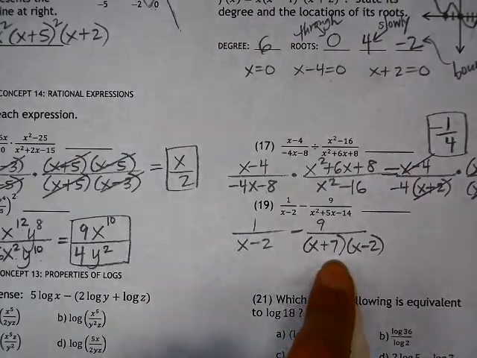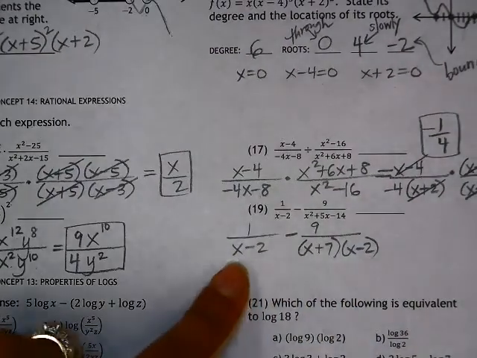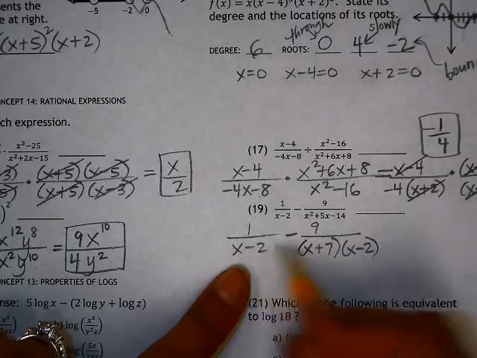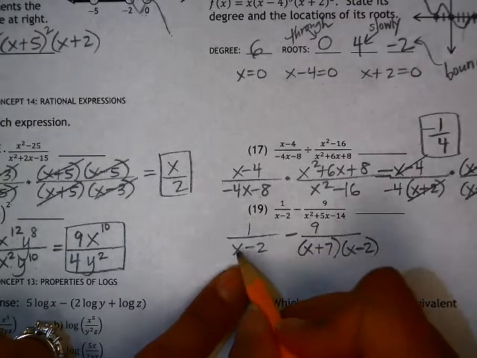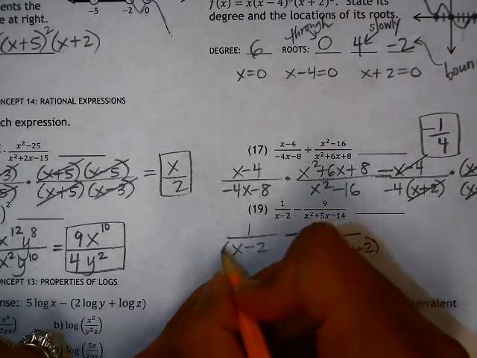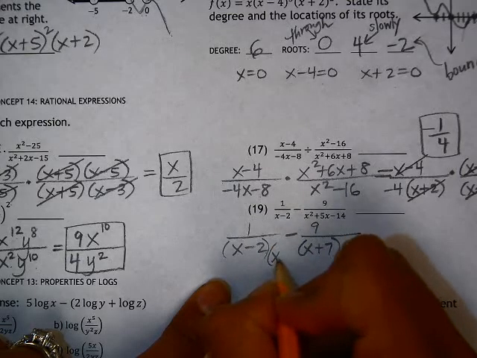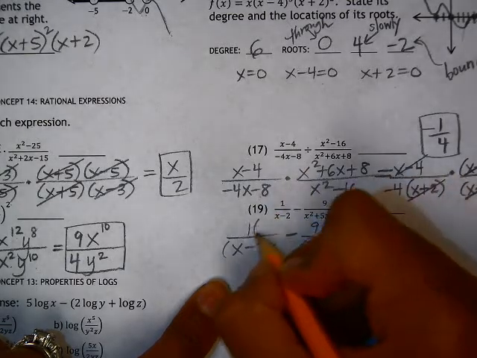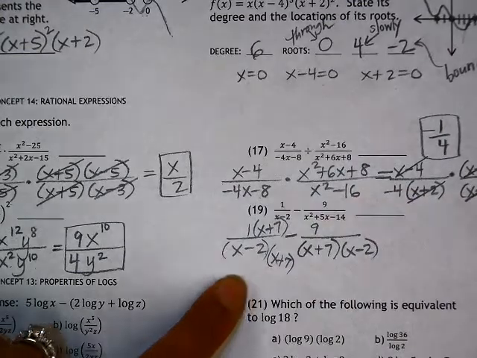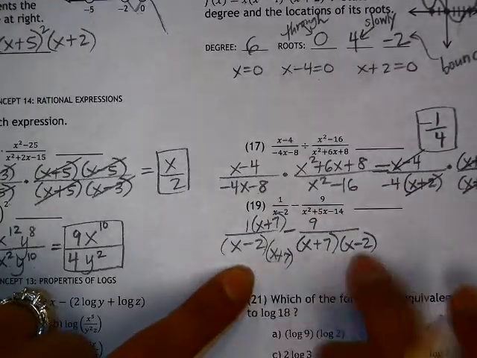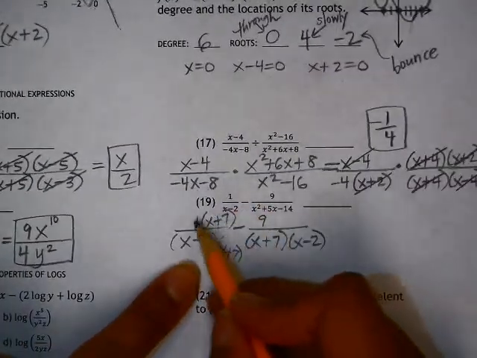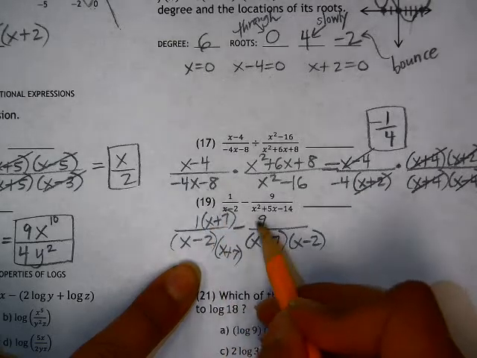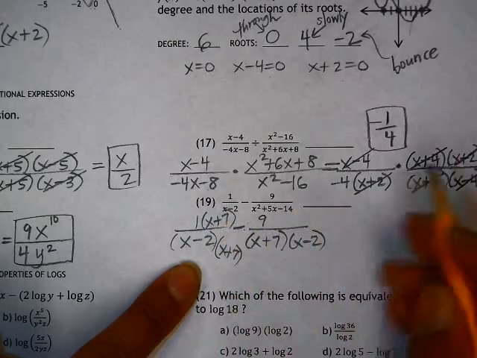Once you factor it, you can easily tell what to do to make the denominators common or the same. So here we're missing an x plus 7. So I'm going to multiply the denominator and the numerator by x plus 7. Now that we have a common denominator, we are subtracting this expression minus 9. We're not multiplying them, but we're subtracting them.